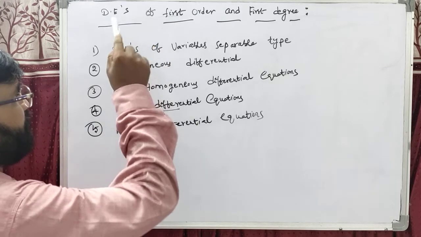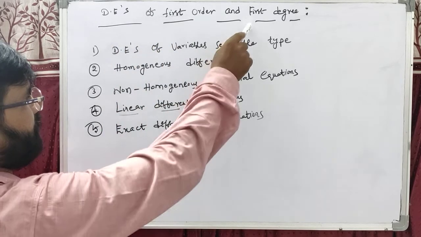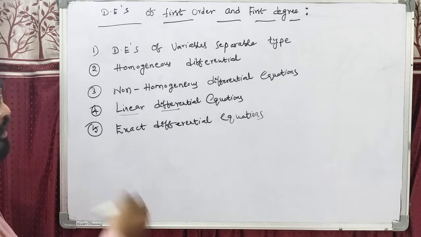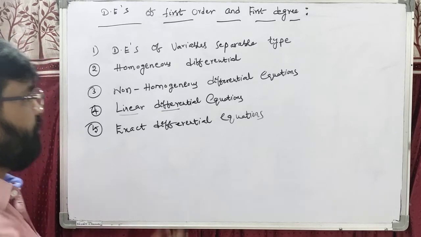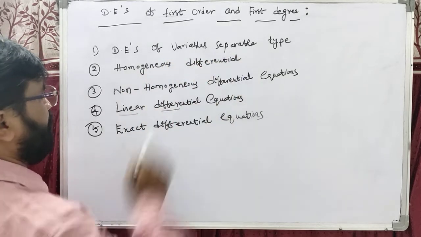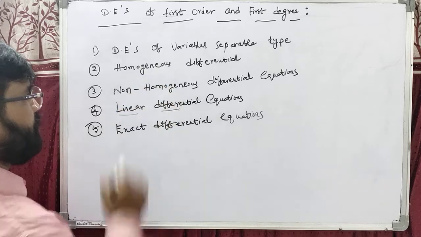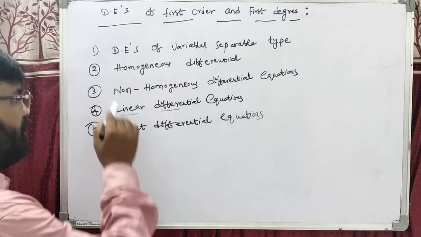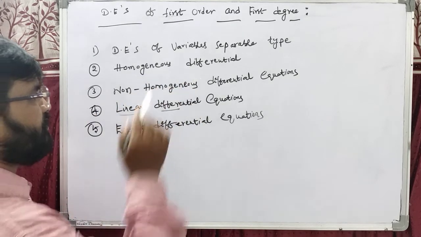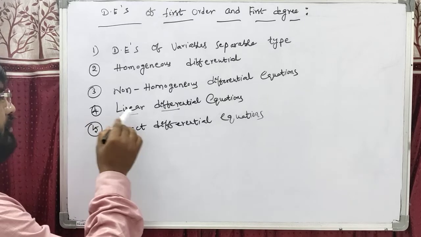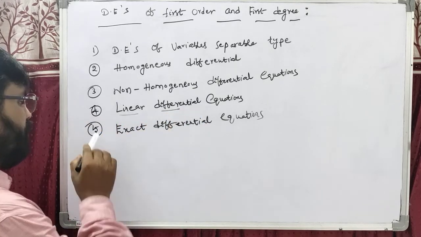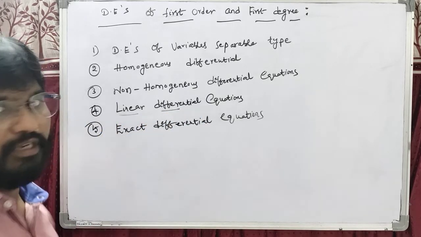The differential equations of the first order and the first degree. There are 5 types. The first one is variable separable type. The second one is homogeneous differential equation. The third one is the non-homogeneous differential equation. The fourth one is the linear differential equation. The fifth one is the exact differential equation.